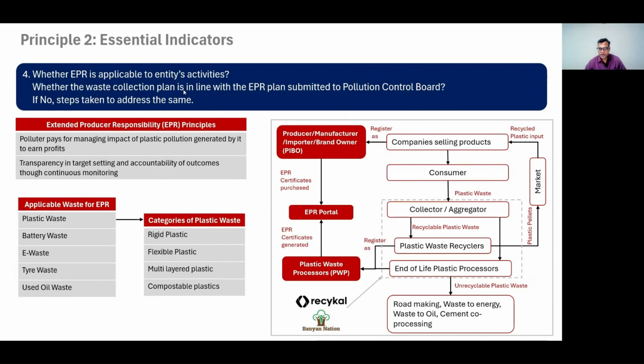Now, this is where the role of the producer's responsibility organization comes in. They, as we said, are the business partners as well. They have collectors and aggregators under them. They liaison with the plastic waste recyclers and end-of-life plastic processors and see to it that the EPR certificates are generated under the specific categories which are required by the company and ensure that they are made available to them for purchase.